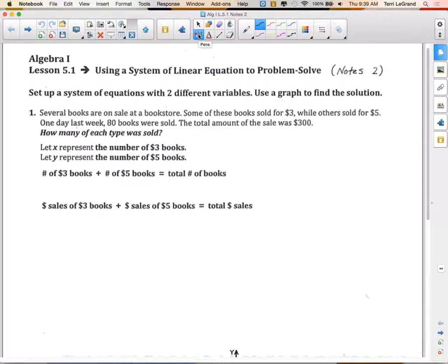So as we move on to lesson 5.1, today the learning goal is to be able to set up our own system of equations to problem solve, and then use those equations, get them ready to graph, and use the graph to help us answer the questions.